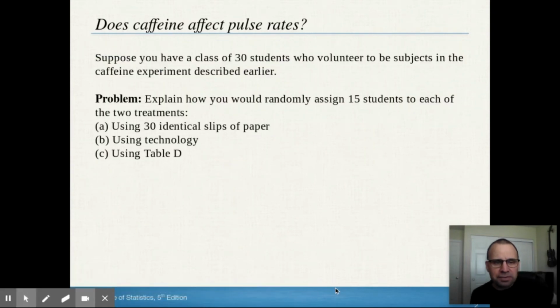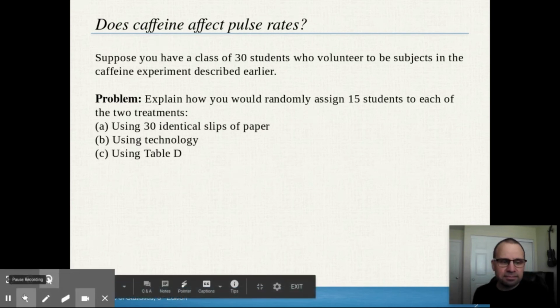Let's walk through some examples here that the book provides. Does caffeine affect pulse rates? Some of you that drink coffee are probably like, yeah, it does. But this problem says, suppose you have a class of 30 students who volunteer to be subjects in the caffeine experiment. Explain how you would randomly assign 15 students to each of the 2 treatment groups. Remember, when you're doing this problem, make sure that you're very detailed and very specific. How would you number them? What buttons would you push using technology? Using table D, what happens if you get a number that repeats in the table? You have to mention all of those things.